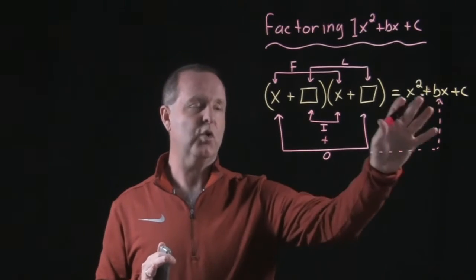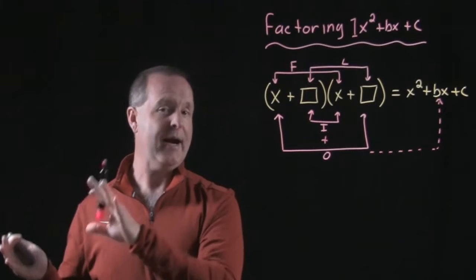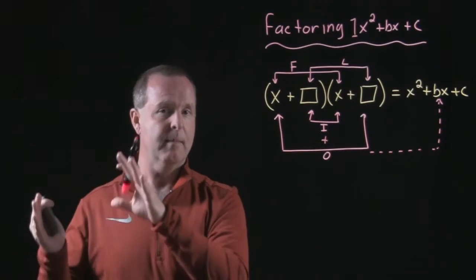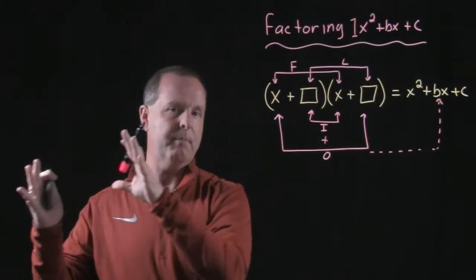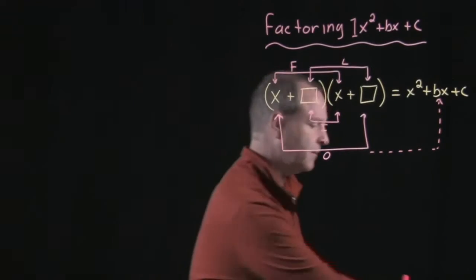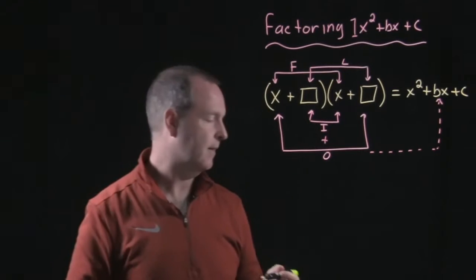Then we're going to be able to take a trinomial and work our way backwards. Remember, that's what factoring is. Multiplication goes one direction. Factoring just pulls them apart back the other direction. So let's look at an example here.